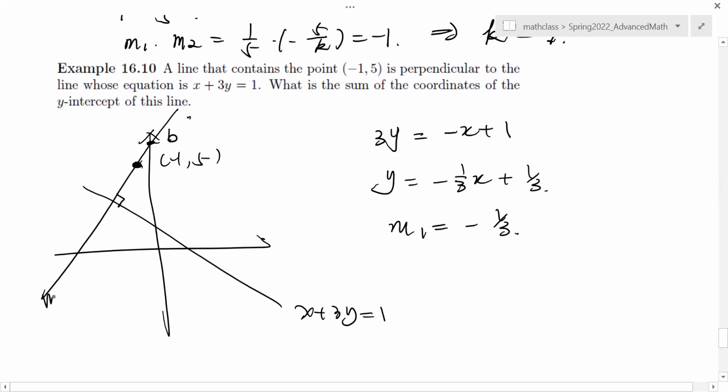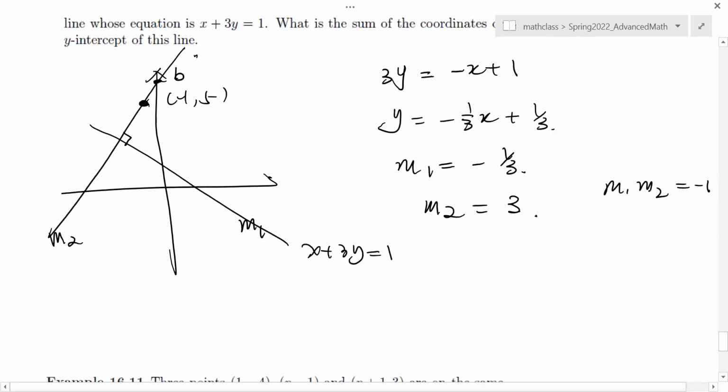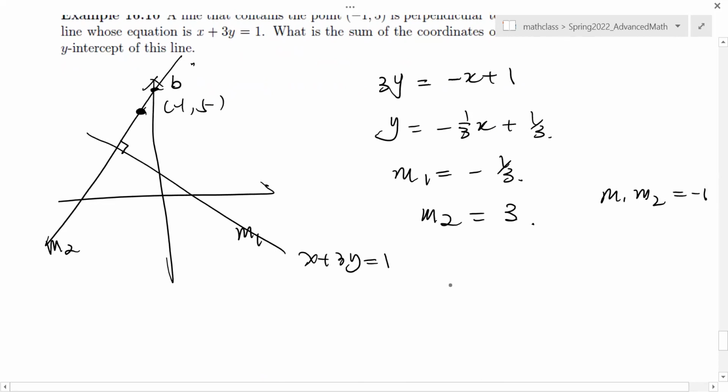This is the first line. The slope of the second line should be equal to 3, because the product must equal -1. So you get the slope of the new line. Then you have a point and you have a slope, right? So that's the equation for the new line, okay?